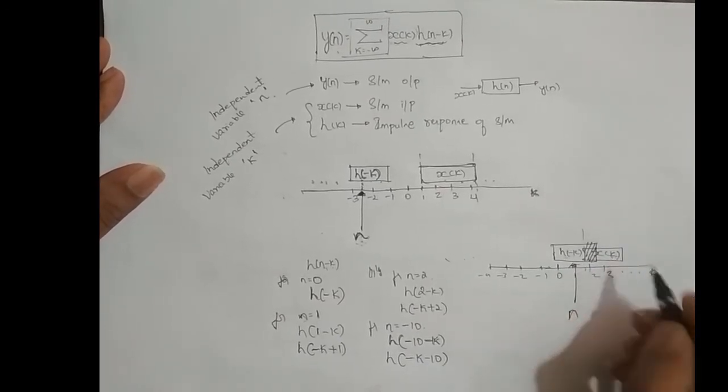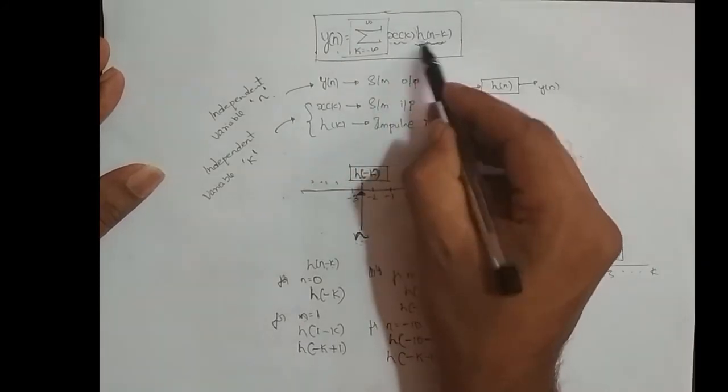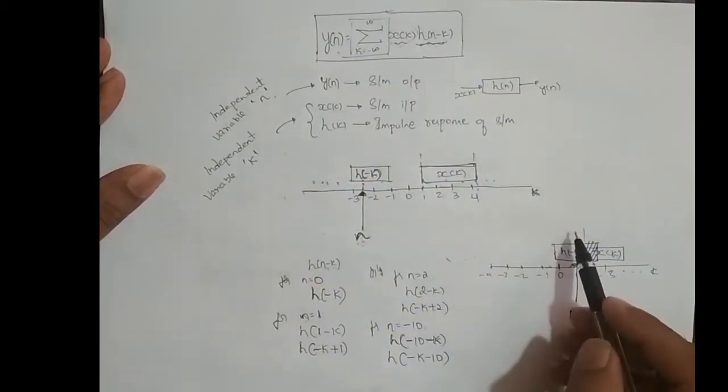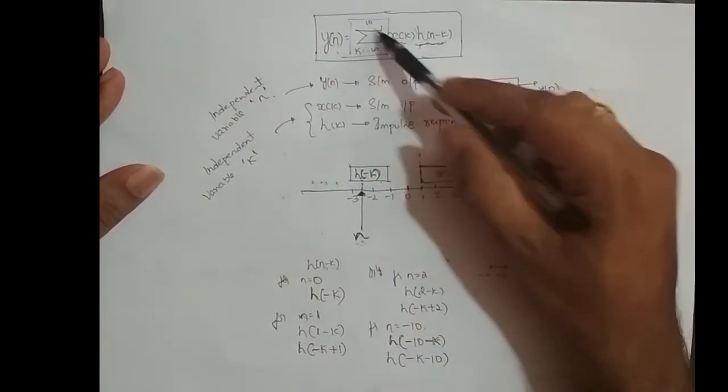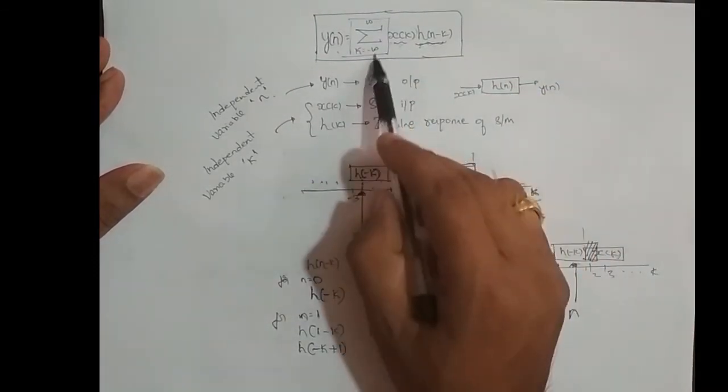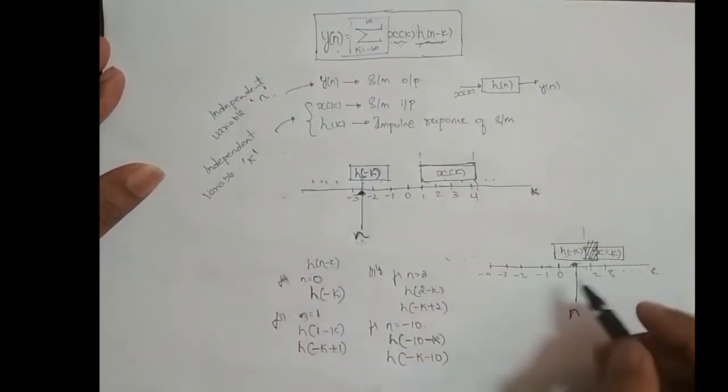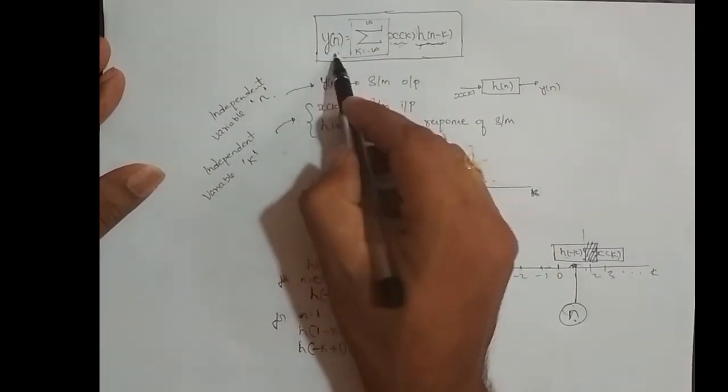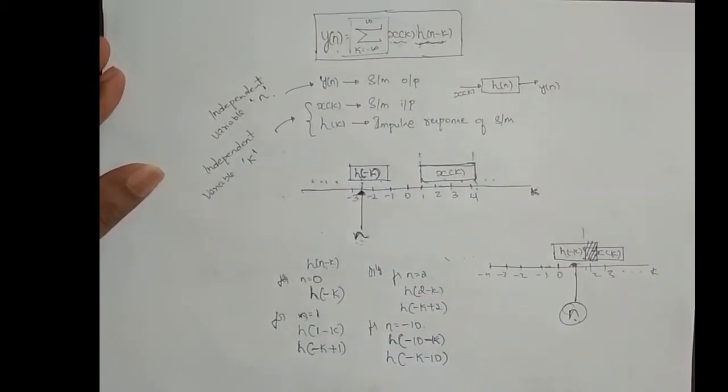In that case, I need to take the sum of product of these two sequences, okay, x of k and h of k. And that's the reason we have summation, k varying from minus infinity to infinity, where I can take the sum of product, and that is actually directly related to the output sequence y of n. Is this fine?